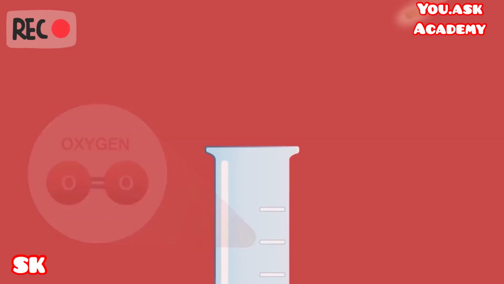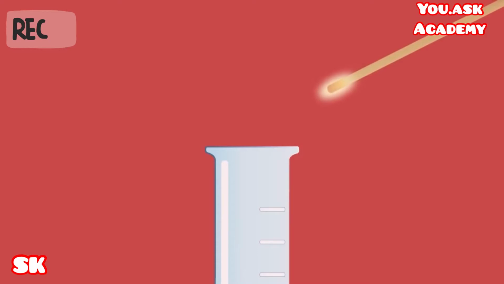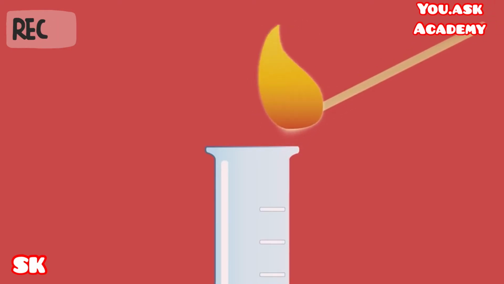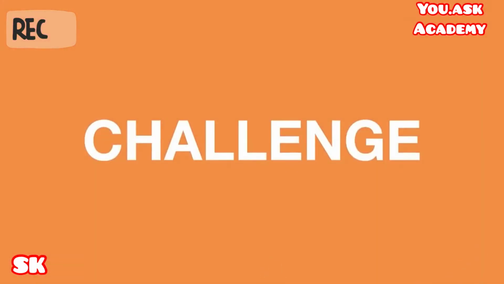Test for oxygen. Place a glowing splint at the mouth of the reaction vessel. Keep in mind that the splint should be glowing, not lit, and the glowing splint relights in the presence of oxygen gas.